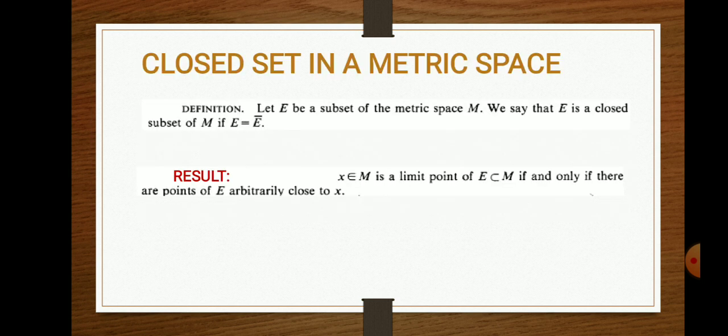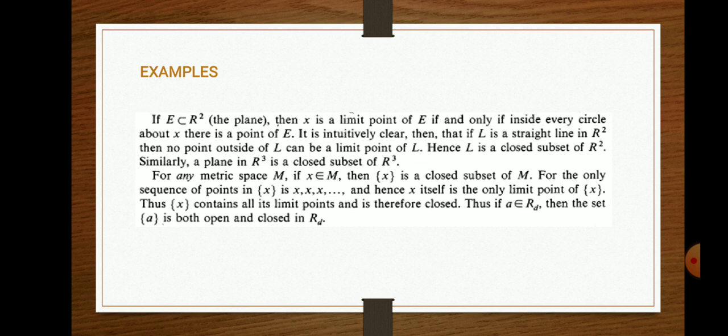Next one is a closed set in a metric space. Let E be a subset of a metric space M. We say that E is a closed subset of M if E is equal to the closure of E. From that we can deduce the result: X belonging to M is a limit point of the given set E, a subset of M, if and only if there are points of E arbitrarily close to X. This one is the example. In R2, consider a subset E. X is a limit point of E if and only if inside every circle about X there is a point of E.